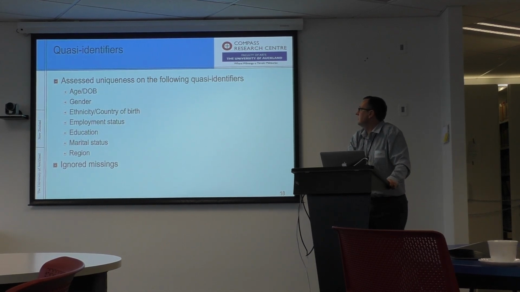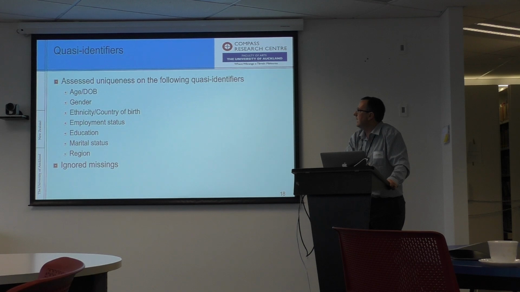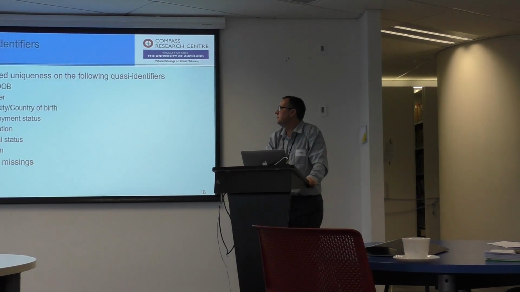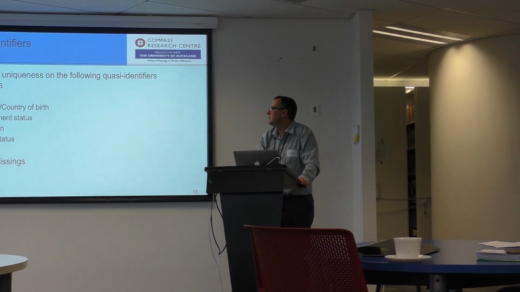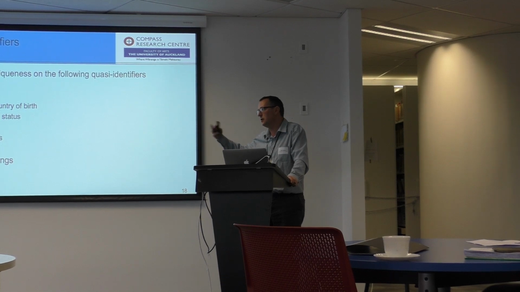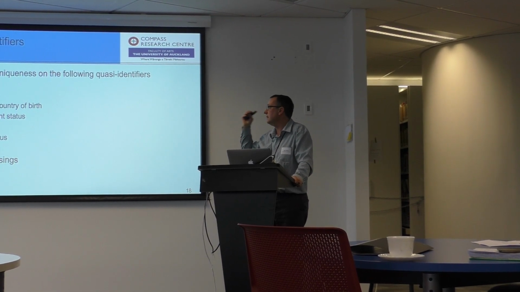Assess uniqueness on the following quasi-identifiers where we could get them. Age or date of birth was there, gender, ethnicity, race, whatever was there, or sometimes country of birth, employment status, education, marital status, region. Sometimes you'll know all those things about people, sometimes you won't, but when other people have done this type of research, they've used more things than that.